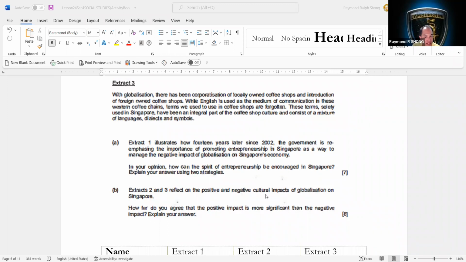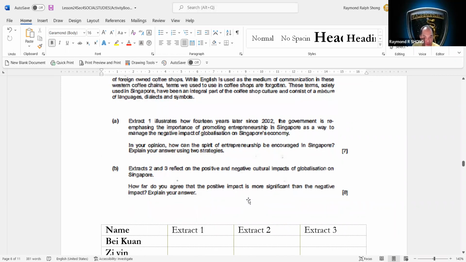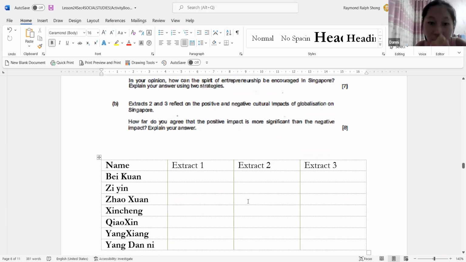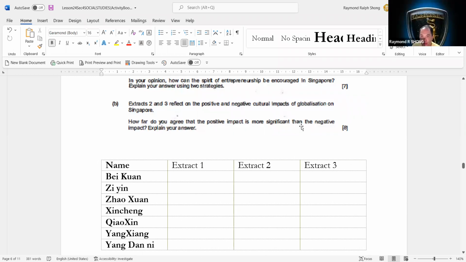A bit different, huh? You just put there, reflect on the positive and negative impact without the word cultural. You check carefully. So it's a bit different. But it isn't part of the question, though, the cultural impact. How far we agree the positive impact is negative impact, see? Then you say, on the positive and now cultural impact. So yes, the question, yeah.